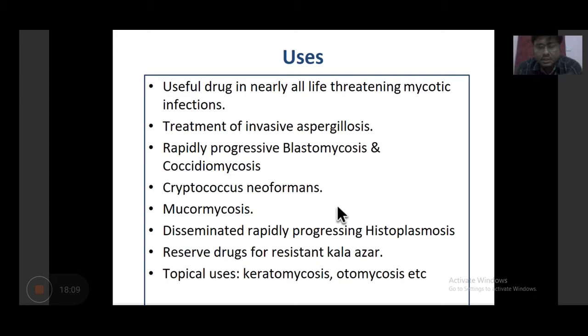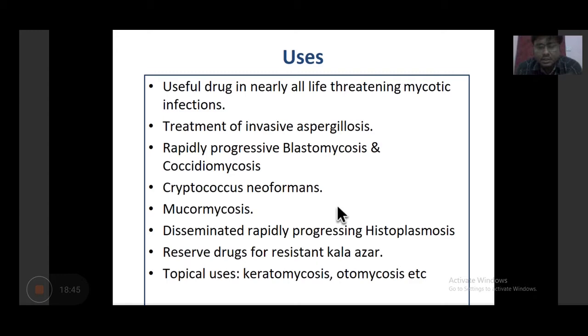Then for some rapidly progressive blastomycosis and coccidioidomycosis cases, then in Cryptococcus neoformans, mucormycosis. You might have heard of black fungus, white fungus during this COVID era, the post-COVID black fungus infection. So this mucormycosis is that black fungus, and candida is basically white fungus. For mucormycosis, most of the antifungal drugs apart from posaconazole and amphotericin are not useful. So only two options we have: posaconazole, which belongs to the azole group, and the other one is amphotericin.